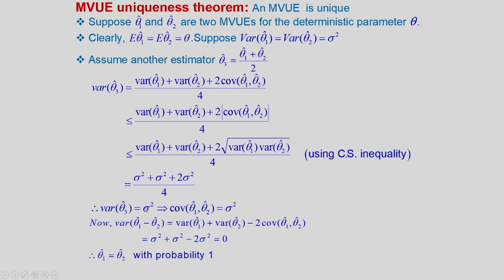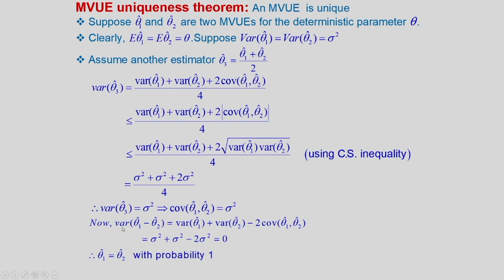And if I substitute this value in this expression, then we will get that covariance of theta 1 hat, theta 2 hat is also equal to sigma square. So, if there is another estimator theta 3 hat, which is equal to theta 1 hat plus theta 2 hat divided by 2, then its variance is sigma square, and this shows that covariance of theta 1 hat, theta 2 hat must be equal to sigma square.